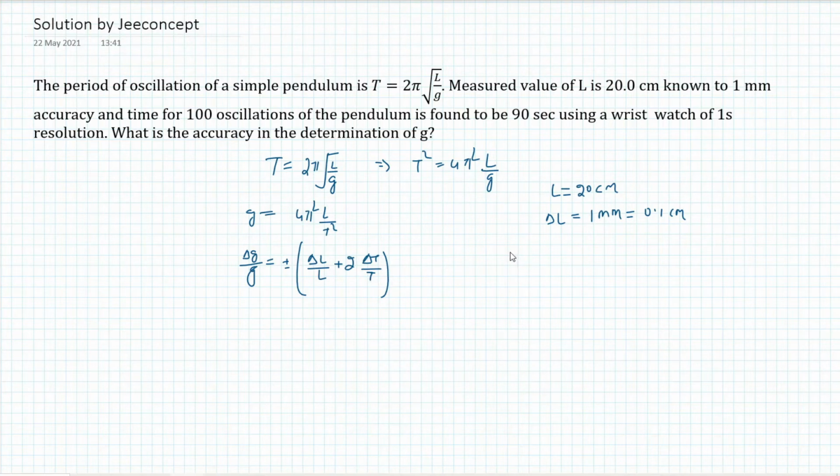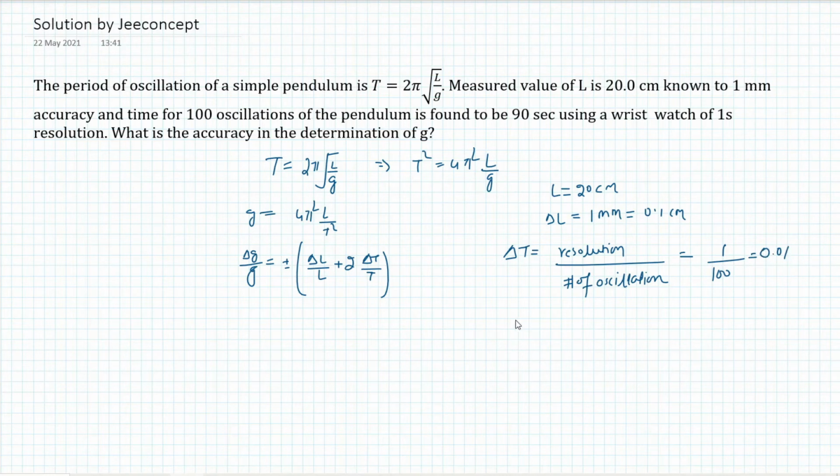Here we will use one formula which says delta T is equal to resolution upon number of oscillations. So delta T can be calculated as resolution divided by number of oscillations. The resolution of the watch is 1 second, so 1 upon 100, the number of oscillations. So delta T is 0.01.